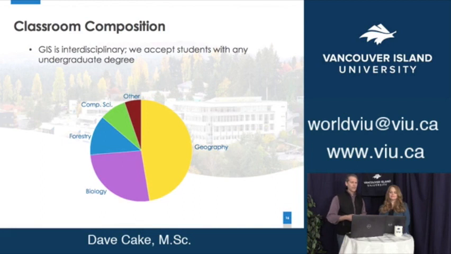The classroom composition is kind of an interesting component for GIS, and that's because GIS is one of those technologies that can be married with a real variety of areas of study. And we accept any degree as a prerequisite to get into the program. So typically geography is the biggest component. You can see that yellow slice of pie.